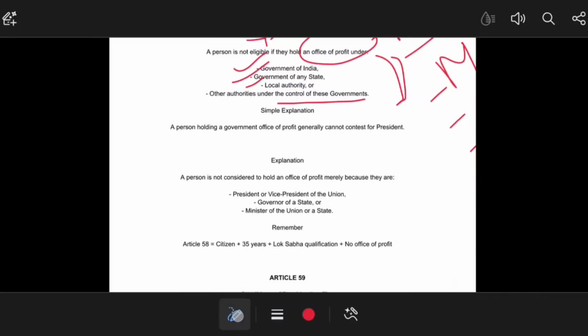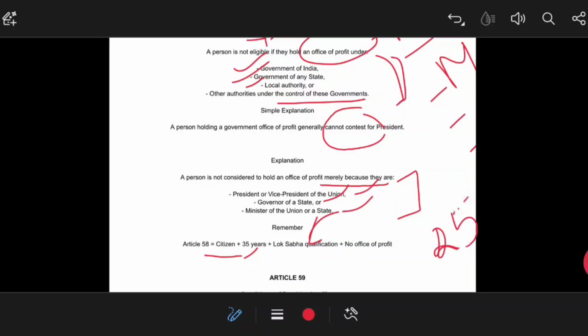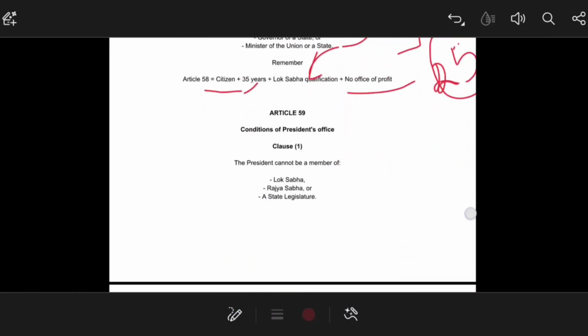Okay, so a person holding a government office of profit generally can't contest for president. But if they are president or vice president, governor of a state, or minister of the union or of a state, they can contest the election, and when they get elected to the post of president, they will vacate their earlier seat. That is the simple meaning. So article 58 provides that you should be a citizen for contesting the election, your age should be 35 years, and you should qualify for contesting the election for the Lok Sabha. That means for contesting the Lok Sabha you need to be 25 years of age, and there should be no post as an office of profit, then you can contest the election.